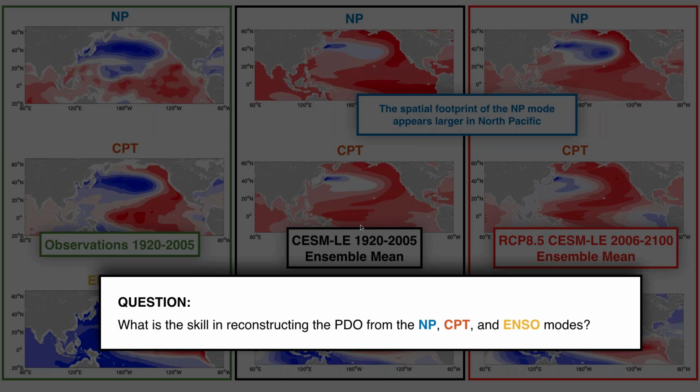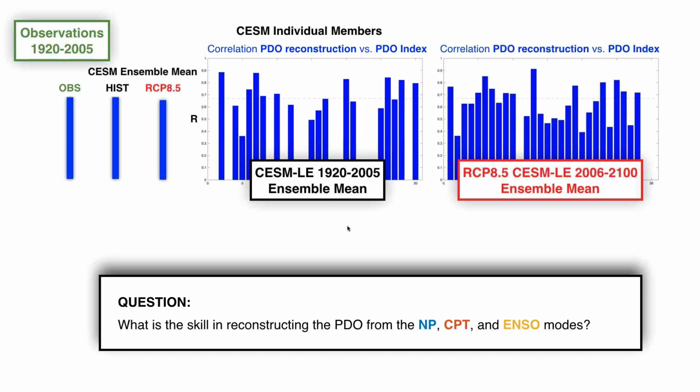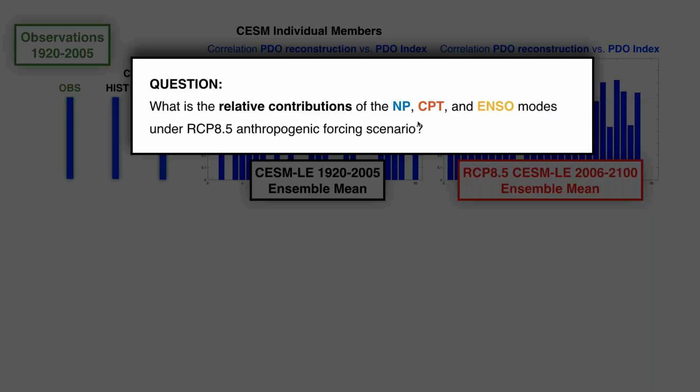And we want to know what the scale would change in reconstructing the PDO under the RCP 8.5. I will remind you, this is our approach to reconstruct PDO, and this is a comparison between RCP 8.5 and the historical run. If you look at the ensemble mean here, they have similar scale, and if you compare the correlation in the individual models, they are comparable. So the correlation is not changed too much under global warming.